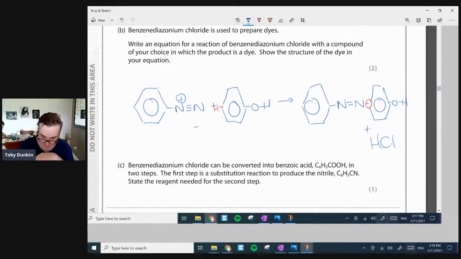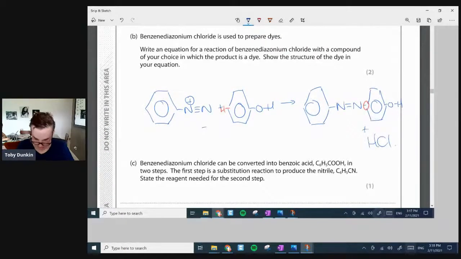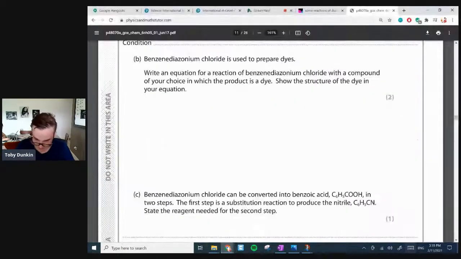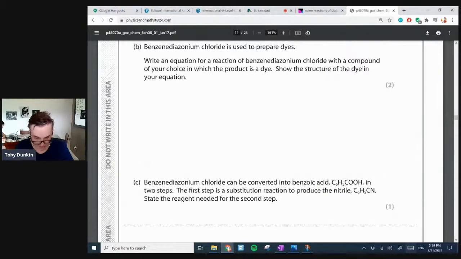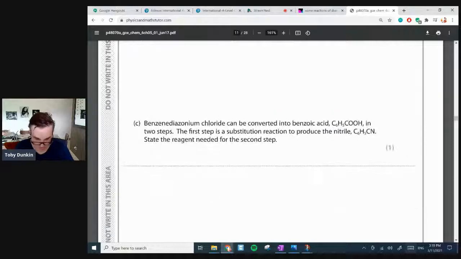The benzene compound can be converted into benzoic acid in 2 steps. The first step is a substitution to produce the nitrile. State the reagent needed for the second step. Conc sulfuric acid, turn it into an acid. Hydrolysis. Conc HCl. Interesting. All these questions are really tough, folks. So I've got to check the mark scheme for that one to see the balanced equation and structure of the dye.